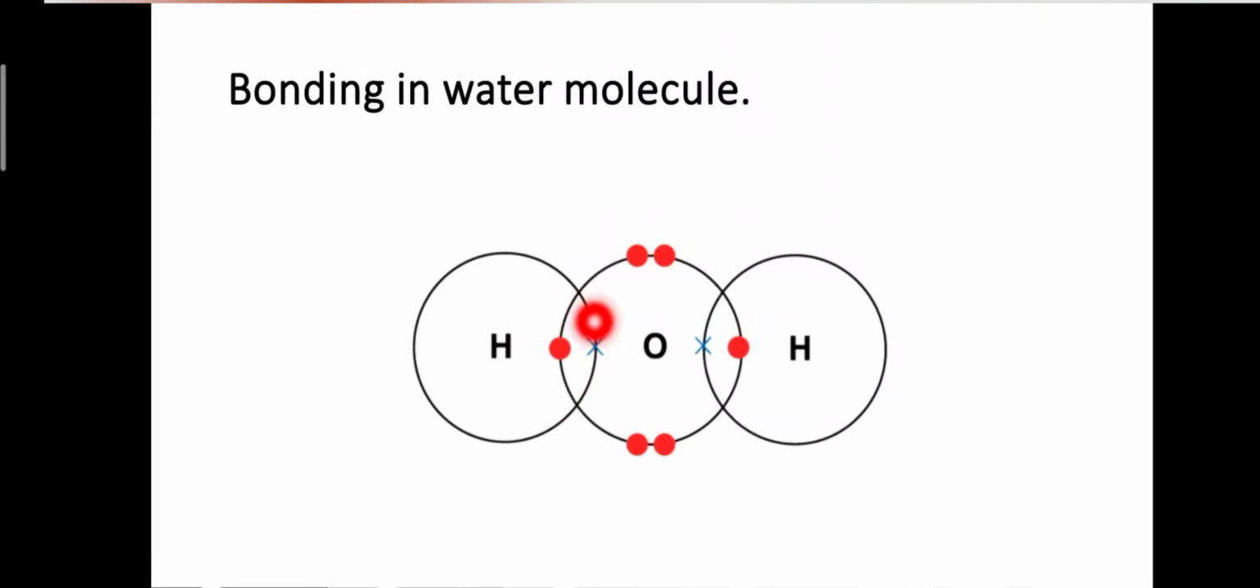This bond pair fulfills the requirement of the hydrogen atom, and these two bond pairs fulfill the requirement of the oxygen atom. So after the formation of 2 bonds, the requirement of oxygen is completed: 1, 2, 3, 4, 5, 6, 7, 8. That is, its outermost shell contains 8 electrons after the formation of 2 bonds with 2 hydrogen atoms.